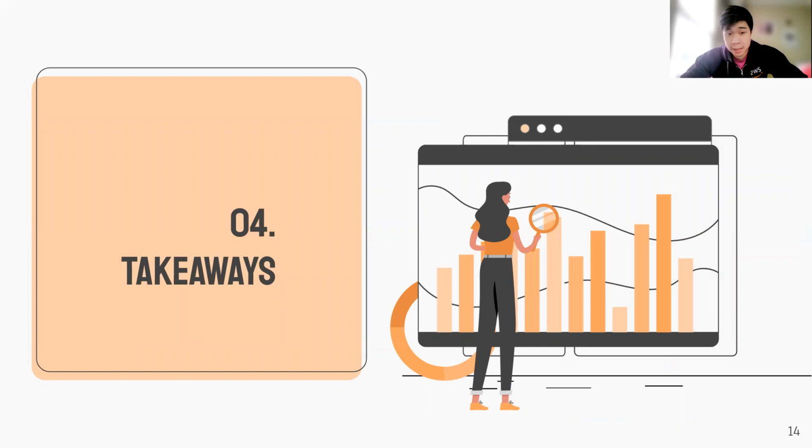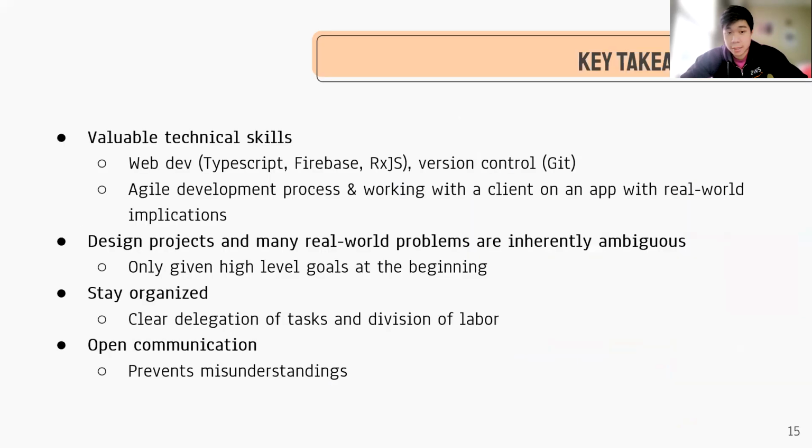So now we'll be discussing the takeaways that I had from this project and some of the personal lessons. First, I learned some very valuable technical skills. In terms of web development, I learned about TypeScript, Firebase, RxJS, things like that, as well as version control. Working as a team of 5, we had to learn how to use Git to control different versions and branches of the code. I also learned how to work in an agile development process and work with a client on an app that has real-world implications and will be deployed to production.